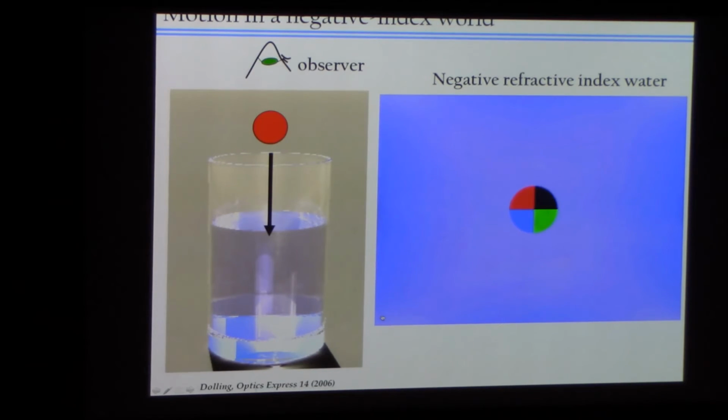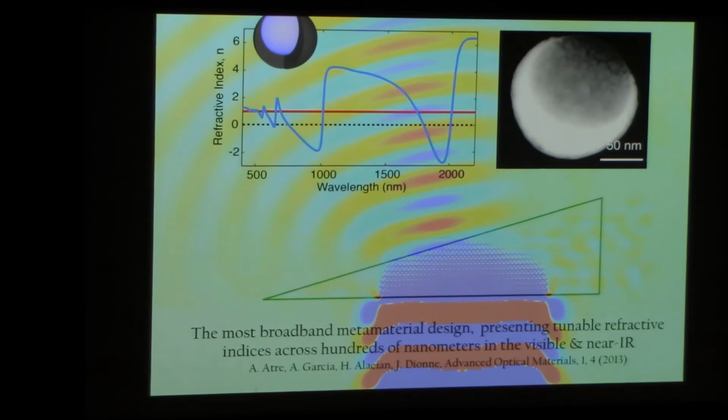It turns out to be somewhat straightforward, I'd say, at this point, to be able to create negative index materials that work at microwave frequencies, so very long wavelengths. My group is really interested in creating these metamaterials at visible frequencies and in getting them to work over a broad range of optical frequencies.